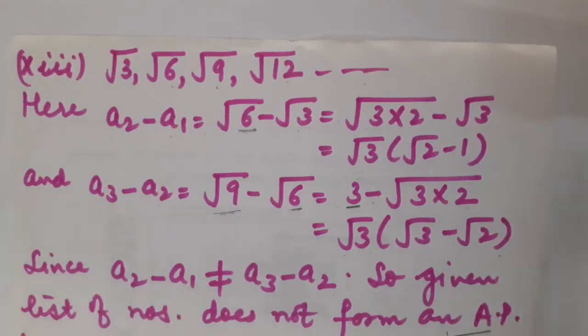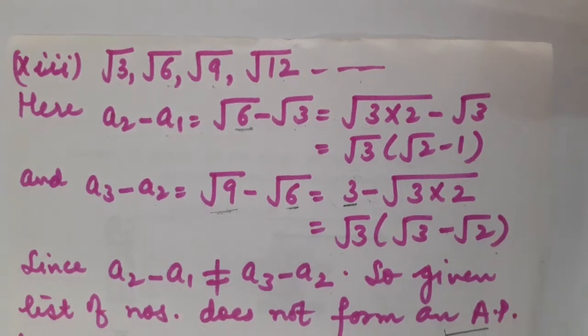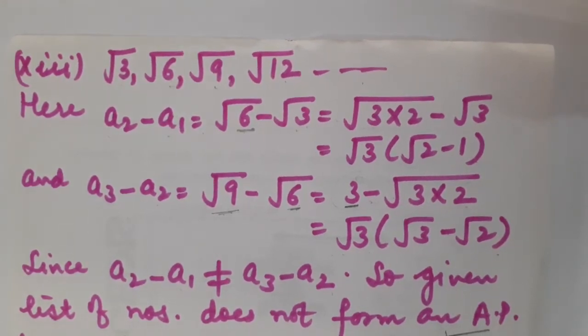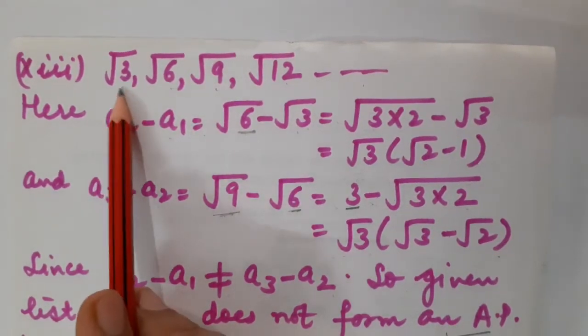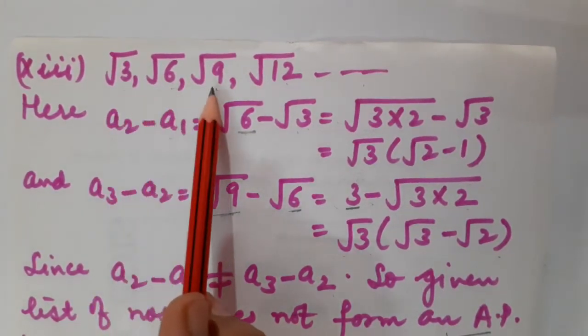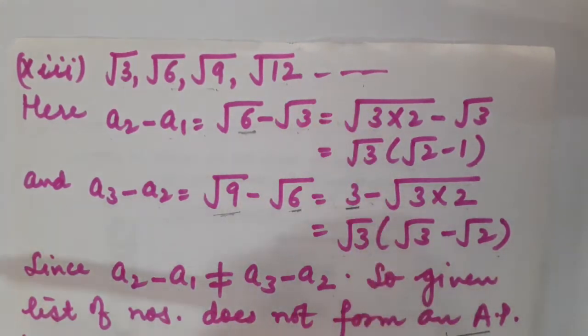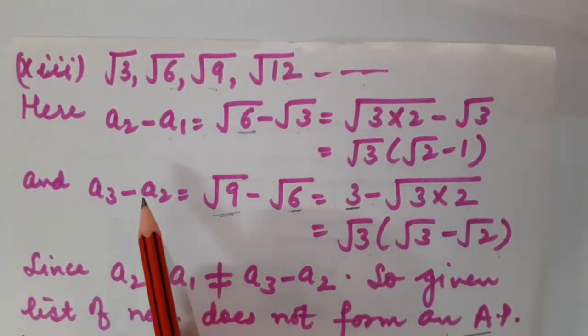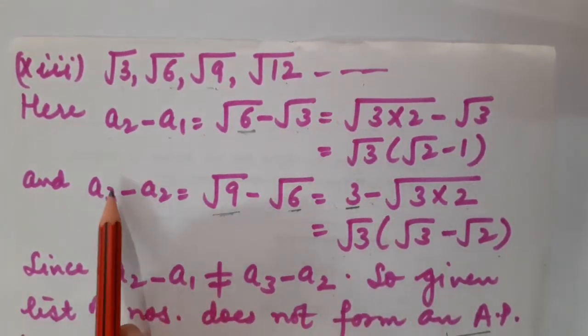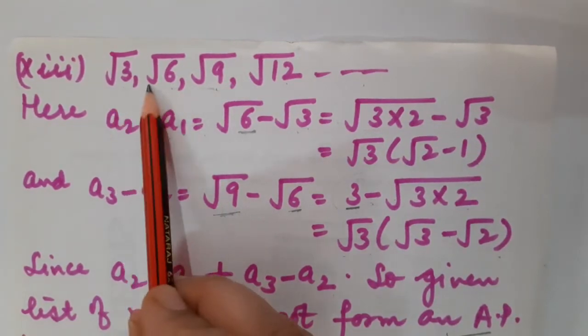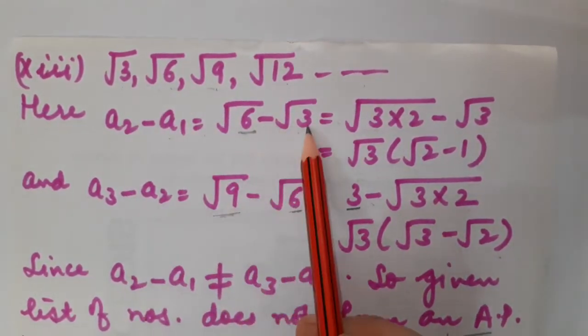Correct? Now children, I am going to take one question in which we have to prove that the given list of numbers is not going to form an AP. The given list of numbers is root 3, root 6, root 9, root 12 and so on. So what is to be done? Of course, we have to go for the difference. So this is A2 minus A1, means root 6 minus root 3.